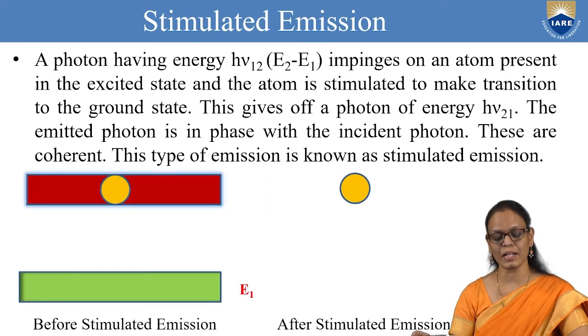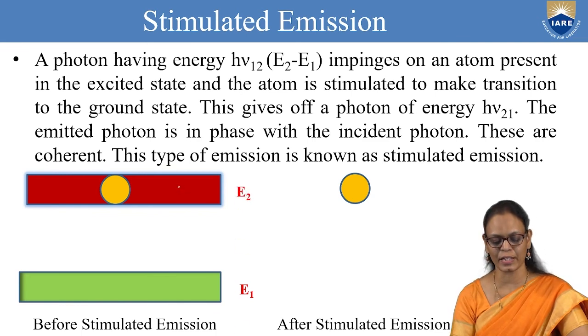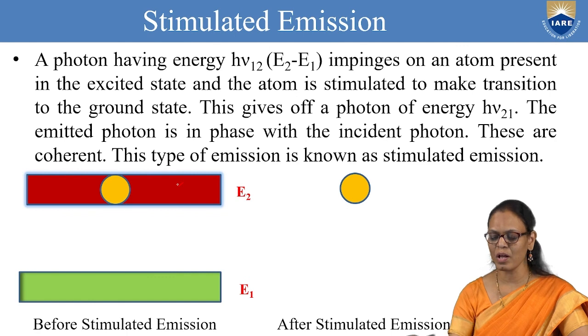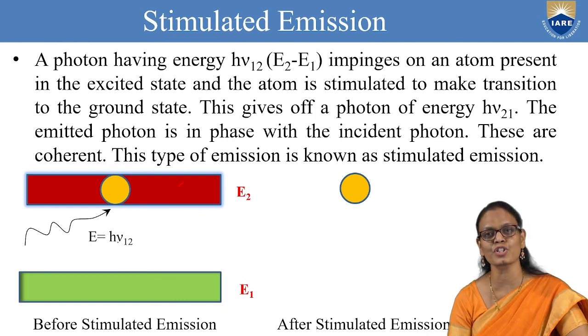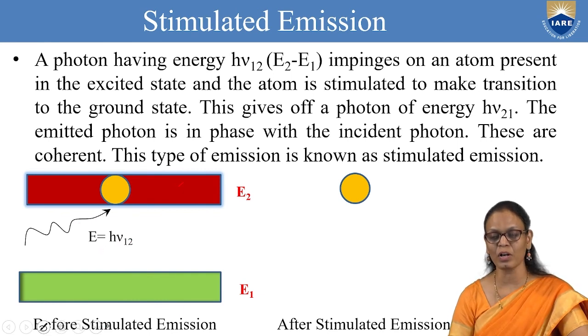So the atom is now in the excited state E2. It is in the excited state E2. Now on supplying a stimulus, what is the stimulus we are giving? The difference in energy, E is equal to h nu 12. So for the atom which is in the excited state, we are giving a stimulus, E is equal to h nu 12. This is before the emission.